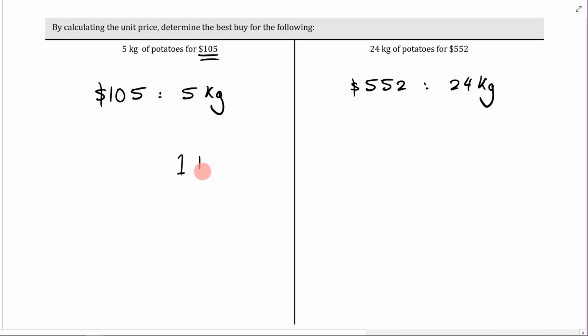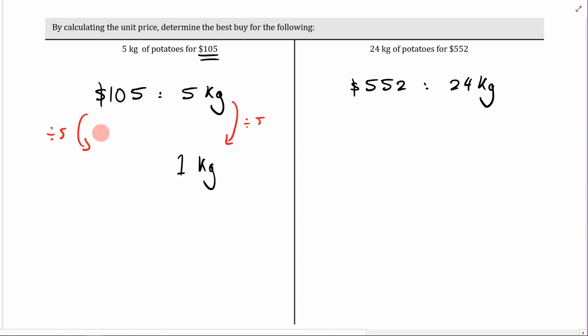All right, so we need to determine the best buy. So we've got 5 kilos of potatoes for $105 or 24 kilos of potatoes for $552. These must be very good potatoes. So what I'm going to do is say I have 105 for 5 kilos and I have 552 for 24 kilos. So I'm just setting it up. Remember, the next thing that I would want to do here is figure out what 1 kilo of potatoes is going to be. So that means I'm going to have to divide this side by 5, and I'm going to have to divide this side by 5.